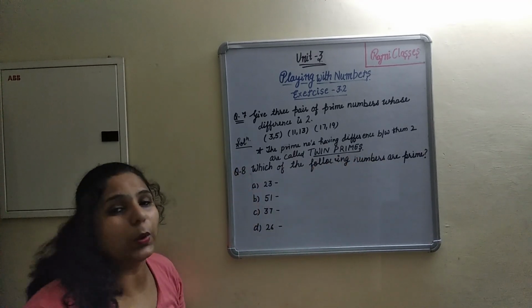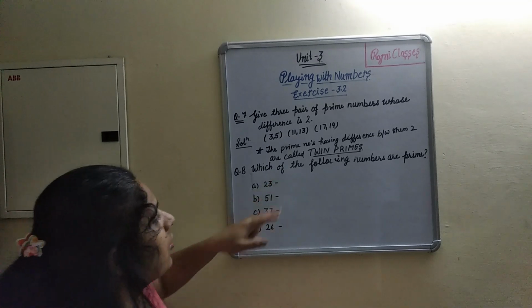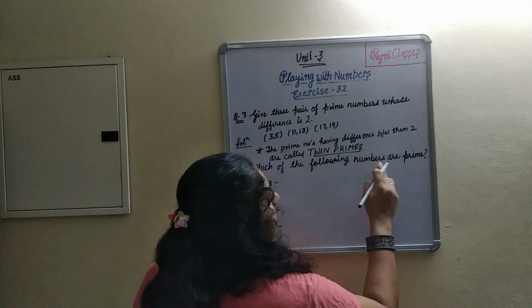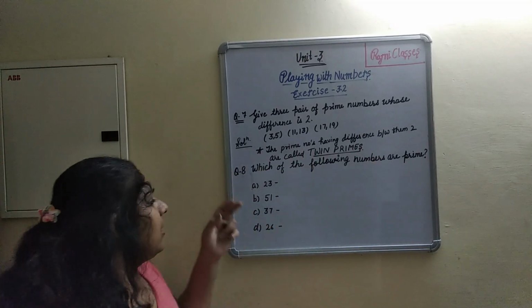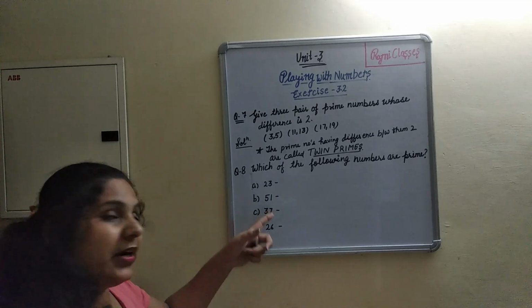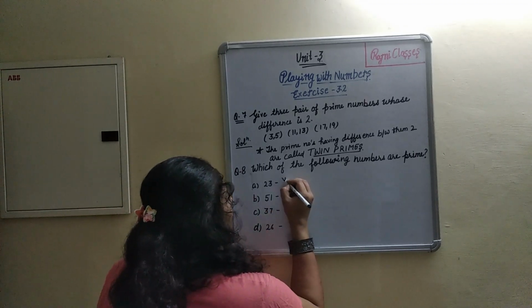These are called twin primes. Next question. Which of the following numbers are prime? You have to tell out of these 4 which are prime numbers. 23, yes, it's a prime number.